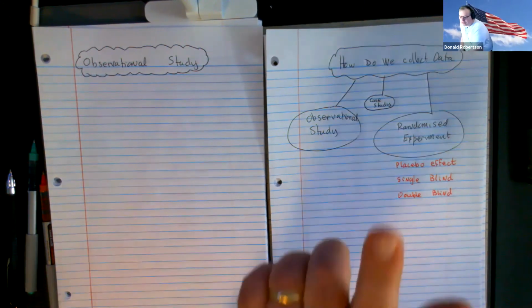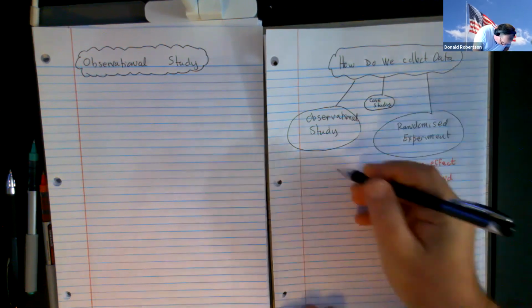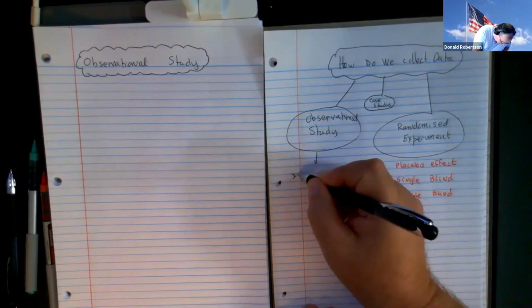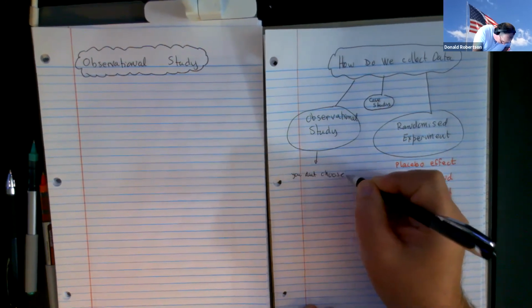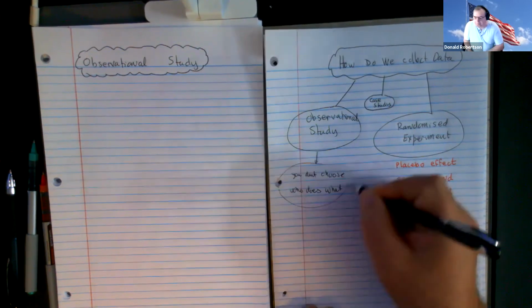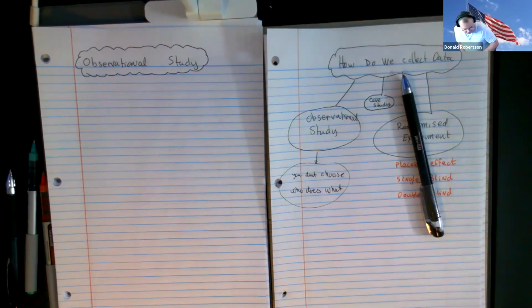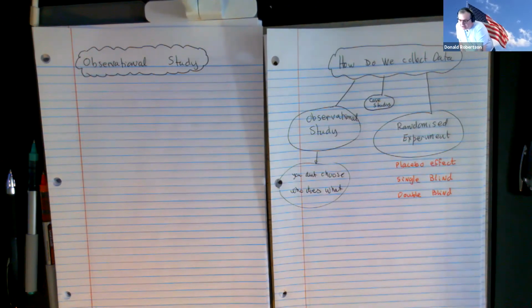Okay, let's look at observational studies. The main thing that makes it an observational study is that you don't choose who does what. So what do I mean by that? Right. Observational study. One example of it could be, you want to find out if little boys are more aggressive than little girls.